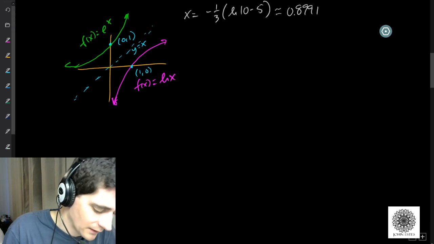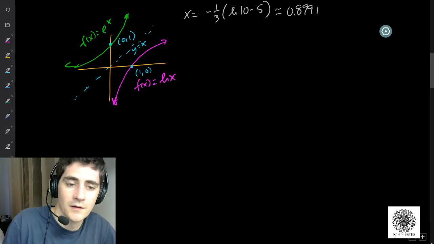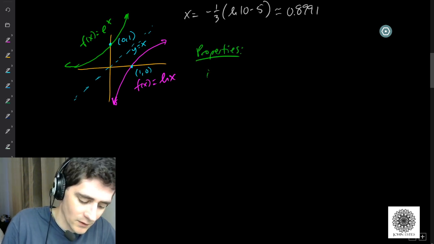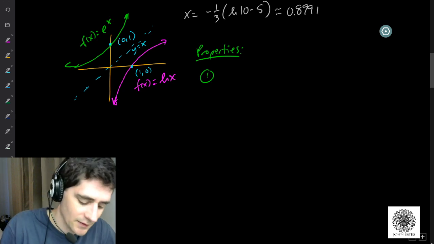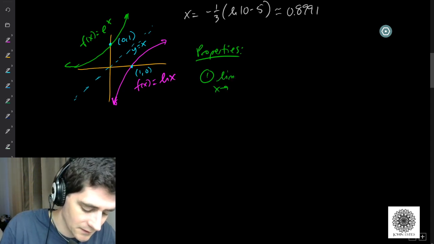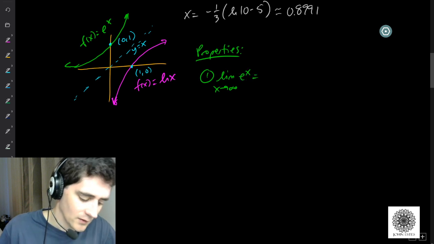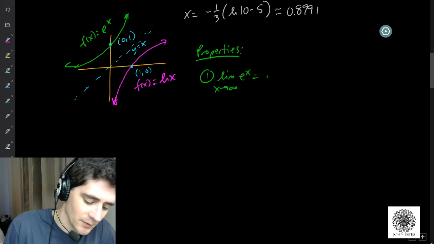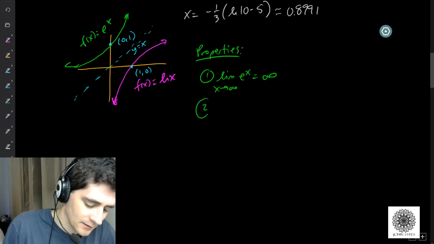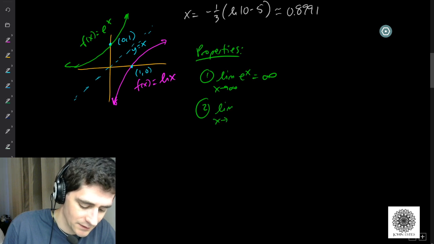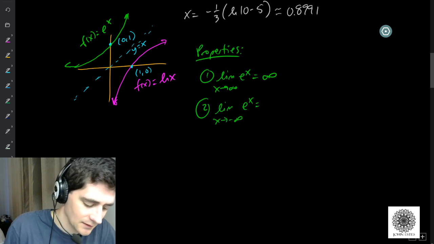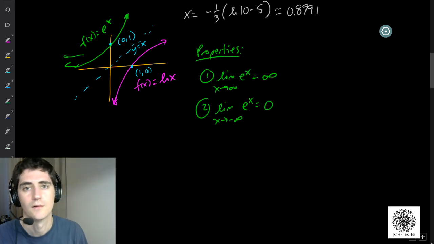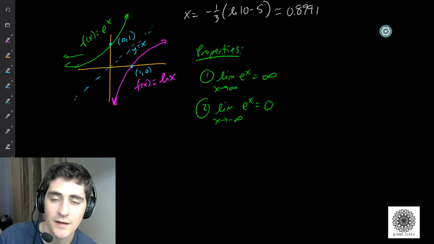So that tells me I can see a few things. Here are some properties. One, if I take the limit as x goes to infinity of e to the x, what is happening? As I go to infinity, this thing is going to get incredibly large. It's going to blow up to infinity. Also, if I take the limit going to negative infinity of e to the x, so as I'm going out this direction, I approach 0. I have a horizontal asymptote going out to negative infinity.